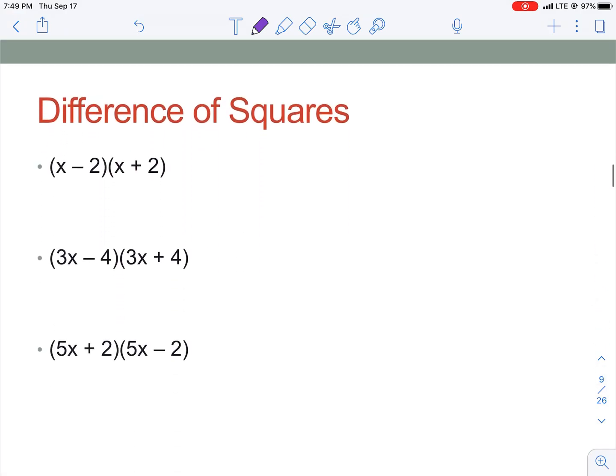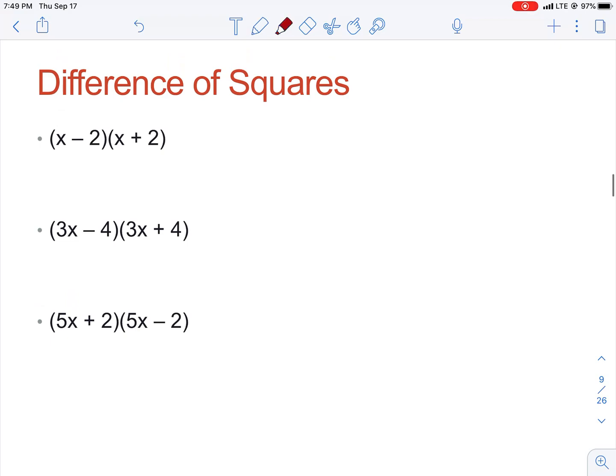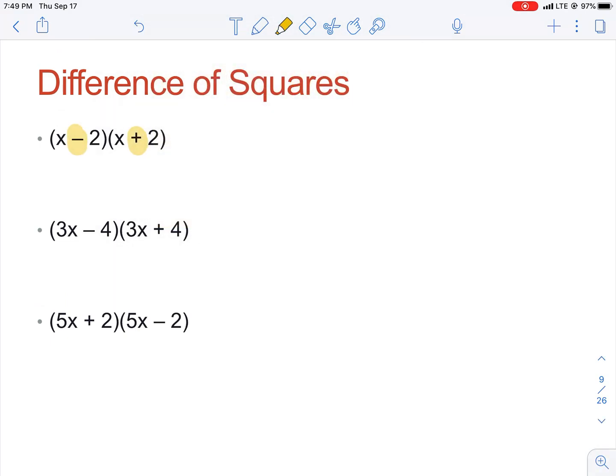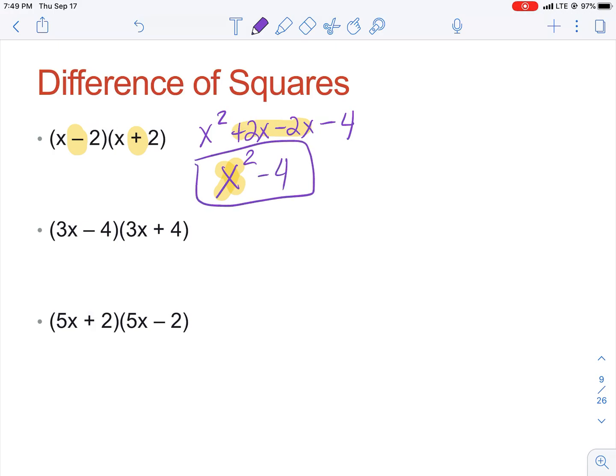All right, so let's look at what happens. Do you notice that I have this set of parentheses, and one's a minus and one's a plus? So let's look at this. It's called difference of squares. I won't test you on the name. You get 2x squared plus 2x minus 2x minus 4. What happens in the middle? Well, they cancel. So you get x squared minus 4. So it's difference of squares. That sign's always going to be negative because for them to cancel in the middle.